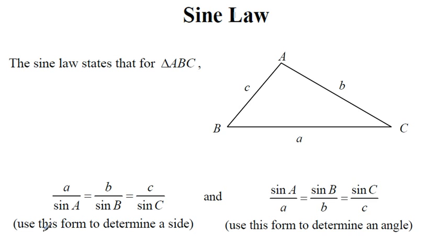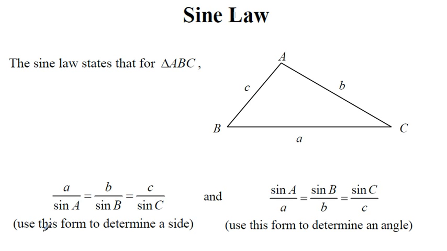It states that for side a, the ratio of a divided by sine A is equal to the ratio of b divided by sine B is equal to the ratio of c divided by sine C, and the reciprocal, I can just flip it over. It says the ratio of sine of angle A divided by a is equal to the sine of B divided by b is equal to the sine of C divided by c.